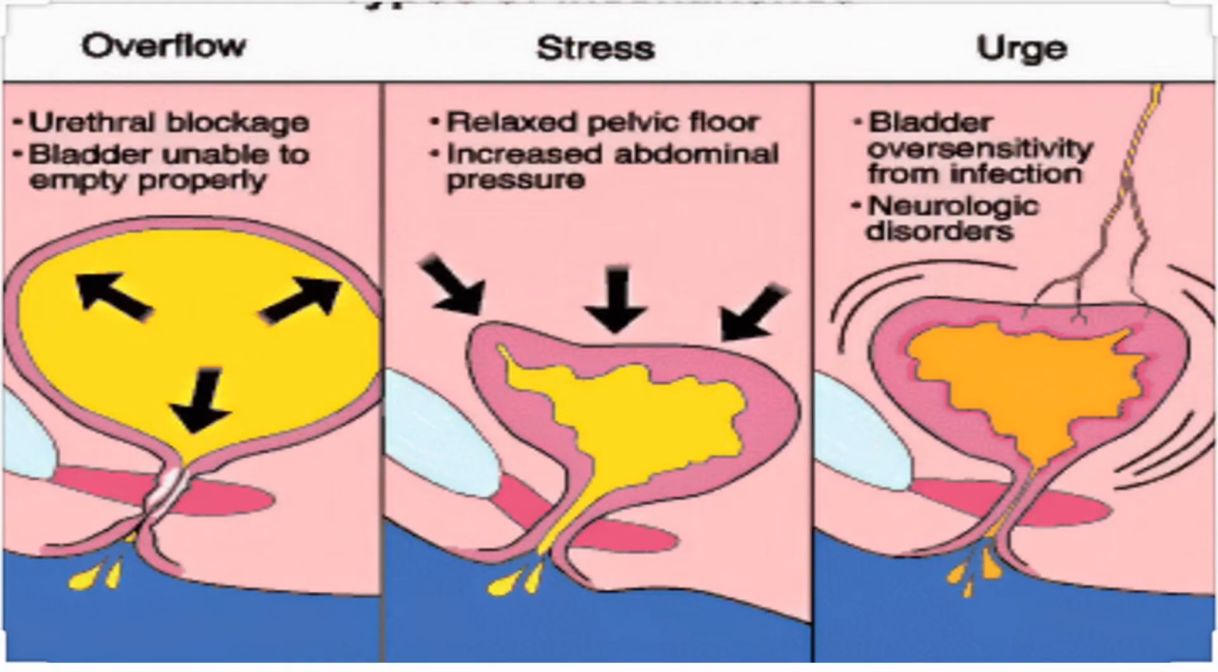This is another picture to show this. We have the stress incontinence due to increase in abdominal pressure. We have the urge incontinence due to oversensitivity of the bladder due to infection, or there is a neurogenic disorder. And we have the overflow. There is a urethral blockage, and the bladder is unable to empty itself.